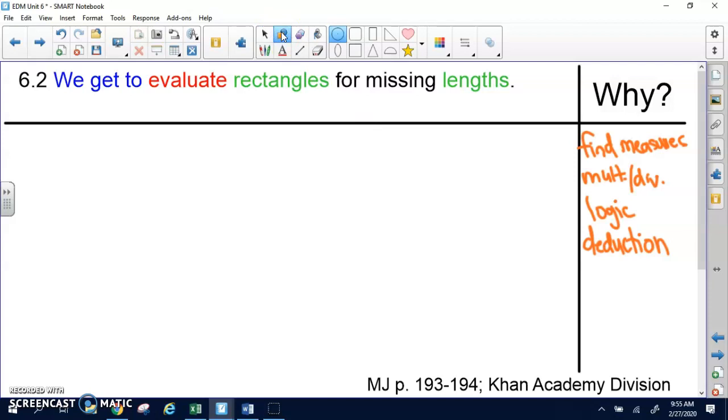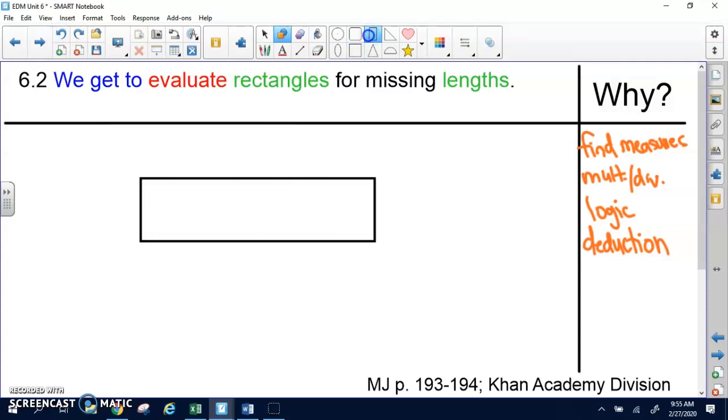Visually, right. Okay. Oh, no, I don't want a square even. I want a rectangle. There we go. That's what I want. Okay.